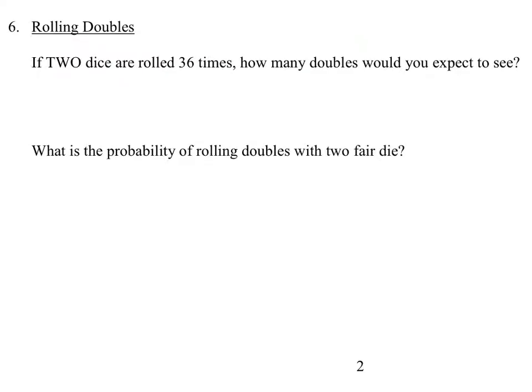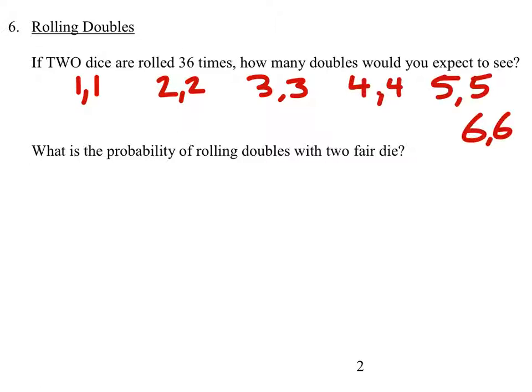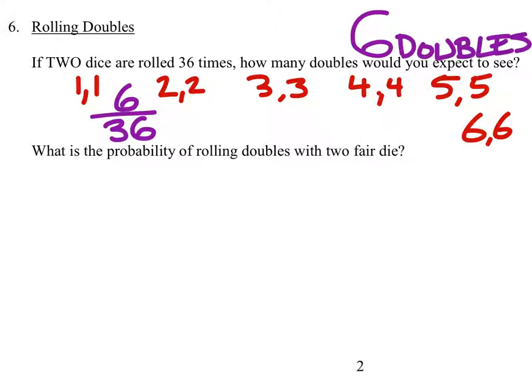Alright, number 6. If you roll 2 dice 36 times, how many doubles would you expect to see? Well, we know there's only 36 theoretical outcomes for rolling 2 dice. And doubles would be something like getting a 1 and a 1, a 2 and a 2, a 3 and a 3, and so forth. So we see right here that there's only 6 ways to get doubles out of 36 possible outcomes. So how many doubles would we expect to see? 6. So what is the probability of rolling doubles for 2 fair dice? We already got that one right here.